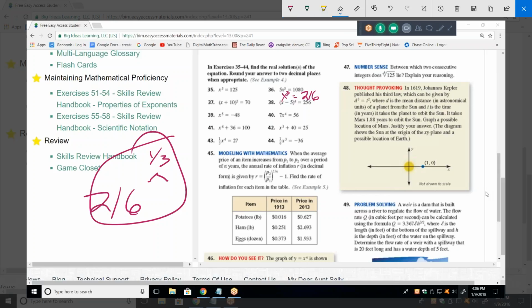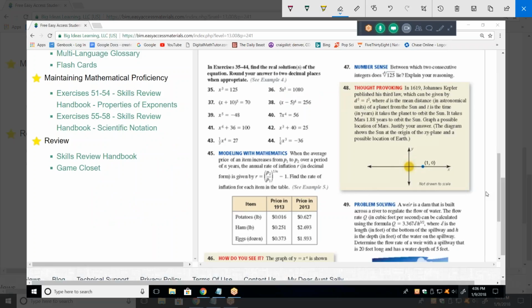37. What's the first step? Well, you can root it by 5. The 5th root. Okay. So what's the next line? x plus 10 equals 70. Now, do you know how to take the 5th root of 70? Yeah, it's 2.3.